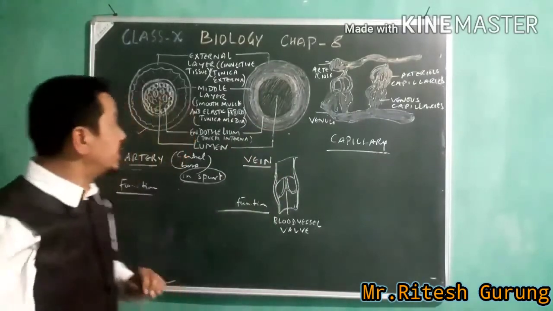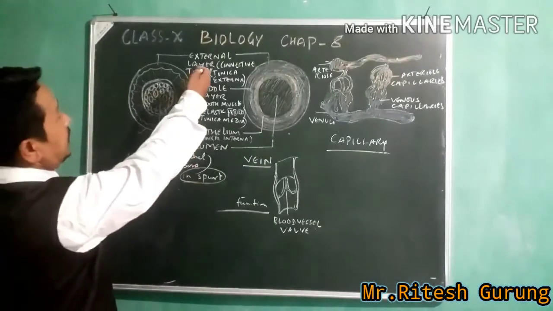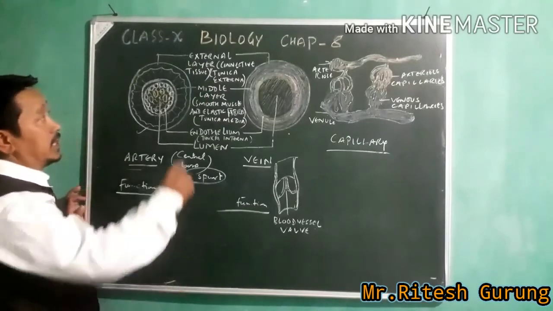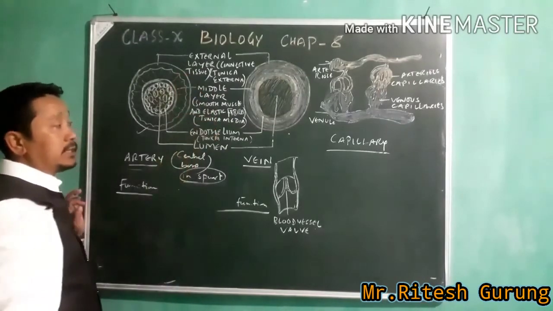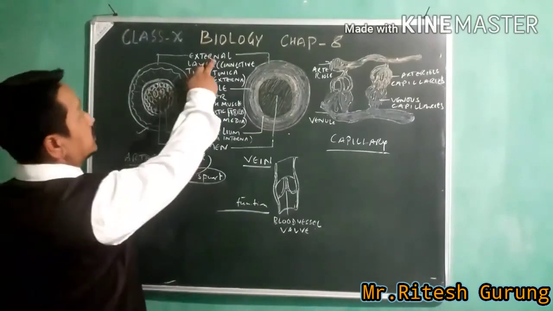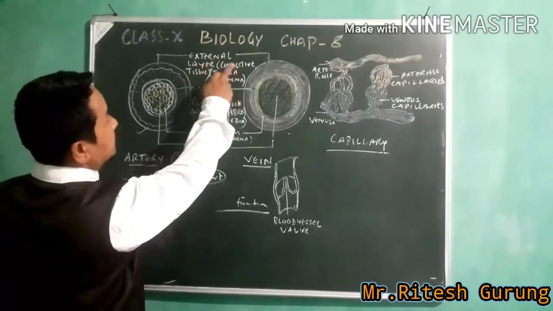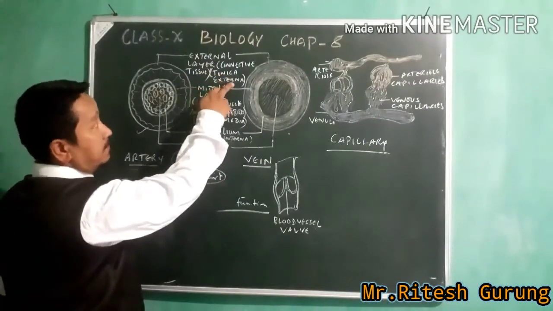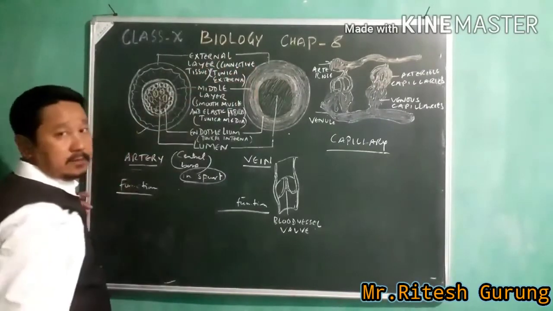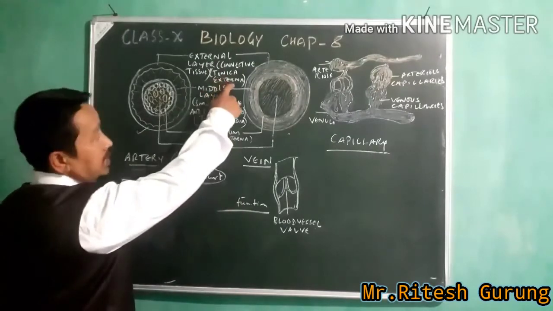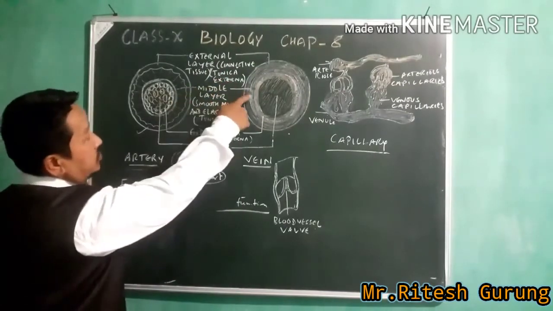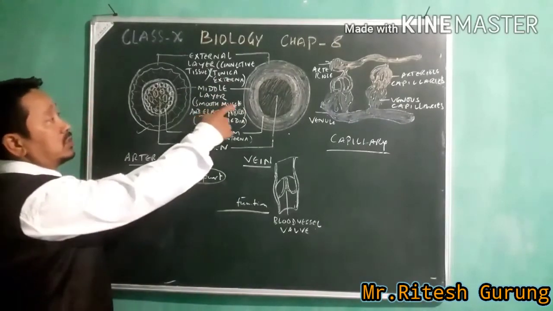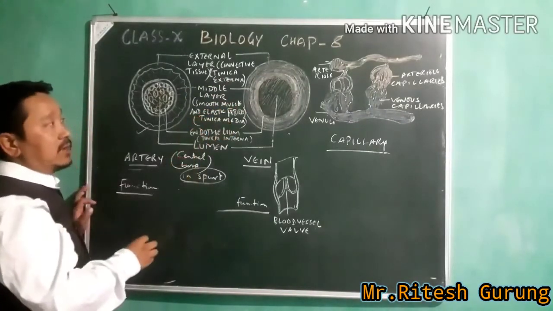Mainly you see three layers in each of these vessels: external, middle and internal. As you see here, the external layer is usually made up of connective tissue, and it is also called tunica externa. Then the middle layer, which you see in both cases, is in fact smooth muscle and elastic fibers.